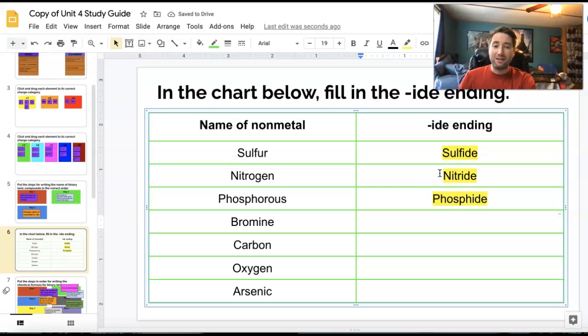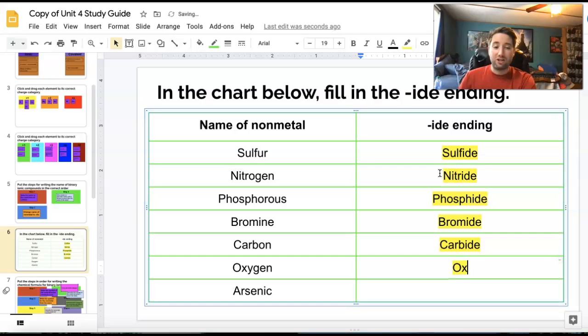All right, bromine is an easy one. It just changes the INE to IDE. So this one's going to be bromide. All right, carbon we didn't really do a lot of, so is it going to be carbonide? No, it's just going to be carbide, like so. All right, oxygen is the easiest one. It's not oxygenide, it's just oxide. And then arsenicide, no, that doesn't sound good. Let's just say arsenide. All right, so there are the IDE endings for each one of those.